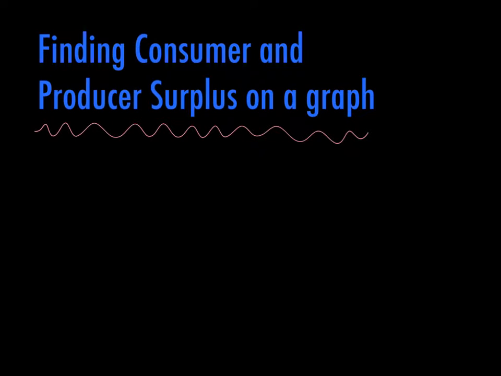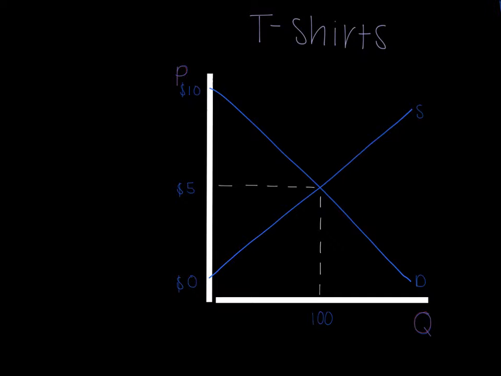Okay, in this video, we're going to talk about finding consumer and producer surplus on a graph. To make things easier, I've already graphed it. I've already kind of set it up for us. So the price at equilibrium is $5, and at equilibrium the quantity is 100. So that's what you're going to work with, your equilibrium right here.